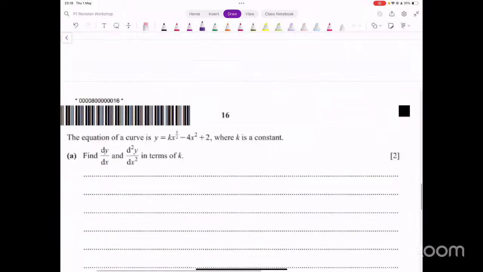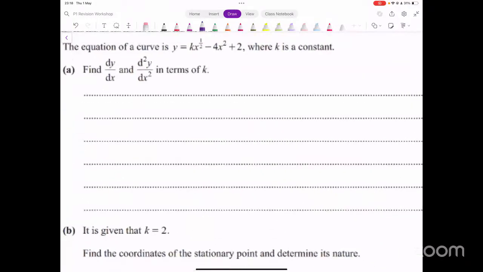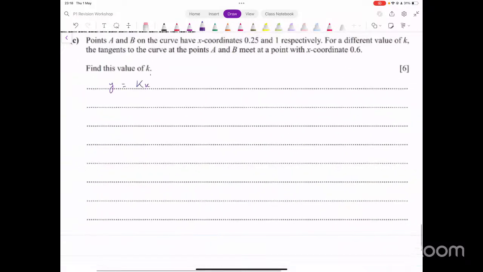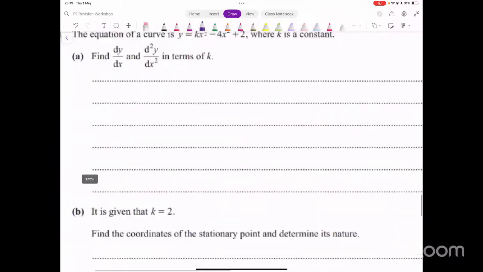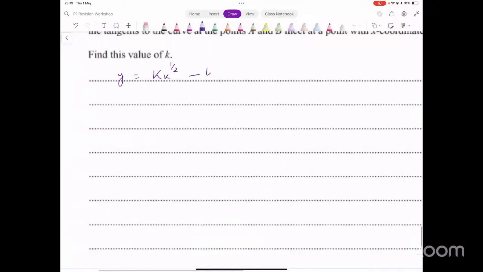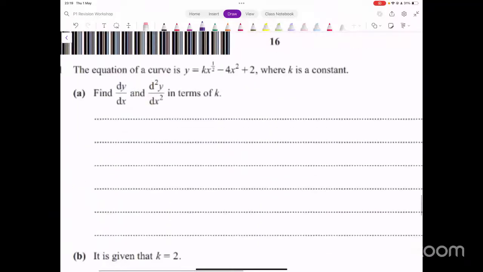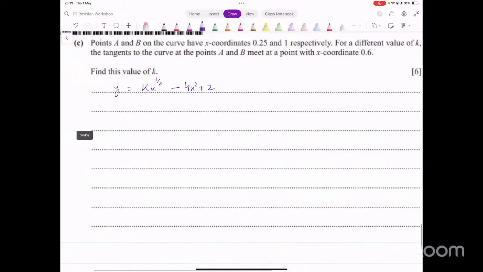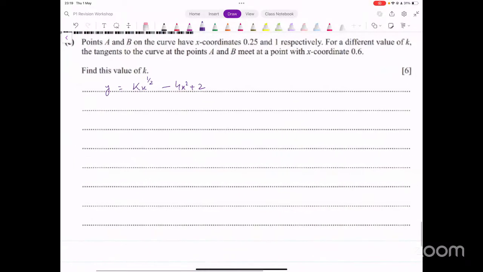Okay, so this is the equation of the curve that we're given. Let me write that down here: kx raised to power 1 over 2 minus 4x squared plus 2. That's the function that we've got. The value of k that they gave us earlier is no longer relevant. So that's all that we need from the previous parts. Find the derivative of this. You would have already done that in the first part, so I'll just do that again quickly. It would be 1 over 2 into kx raised to power minus 1 over 2 minus 8x. That's the derivative that you get.